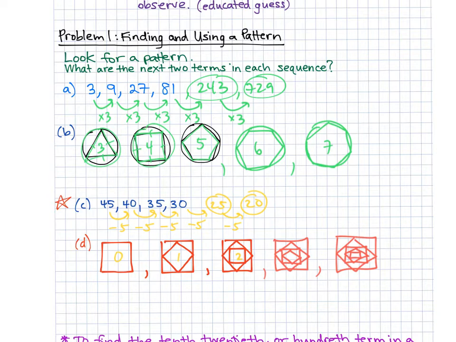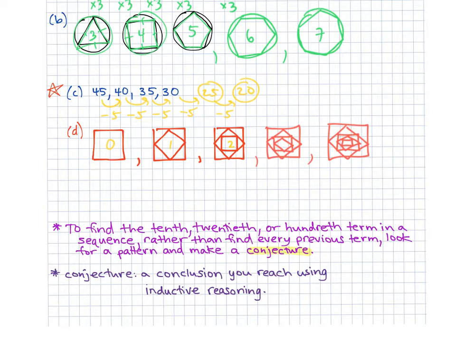It looks like this first one was just going down by 5 every time. So we would assume the next two would keep following the pattern, and we would have 25 and then 20. In this picture, we have one square with no diamonds inside. Then we have 1 diamond. Then we have 2, a diamond and a square. So now we're going to do 3, 1, 2, 3, and then 4, 1, 2, 3, 4, and so on like that. Okay, so that's patterns.